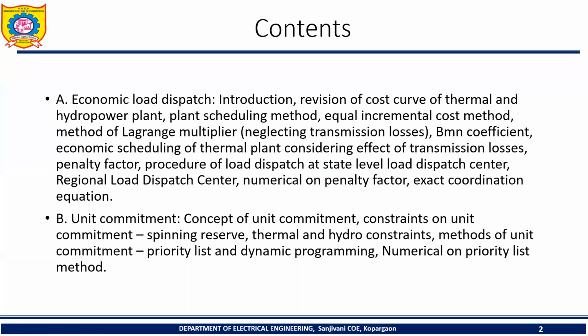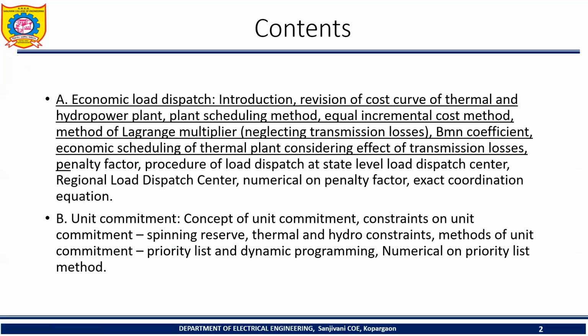Now, if you observe what parameters we are going to study in this economic load dispatch and unit commitment unit, these contents are: economic load dispatch, its introduction, revision of cost curve of a thermal and hydropower plant, scheduling methods, equal incremental cost method, method of Lagrange multiplier, including neglecting the transmission line losses, B-mn coefficient, that is economic scheduling of a thermal plant considering the effect of transmission losses, penalty factor, procedure of load dispatch, state level load dispatch center, regional load dispatch center, numerical on penalty factor, exact coordination equation.